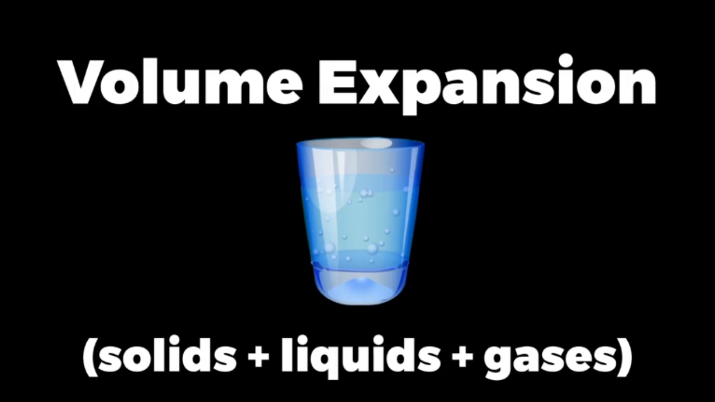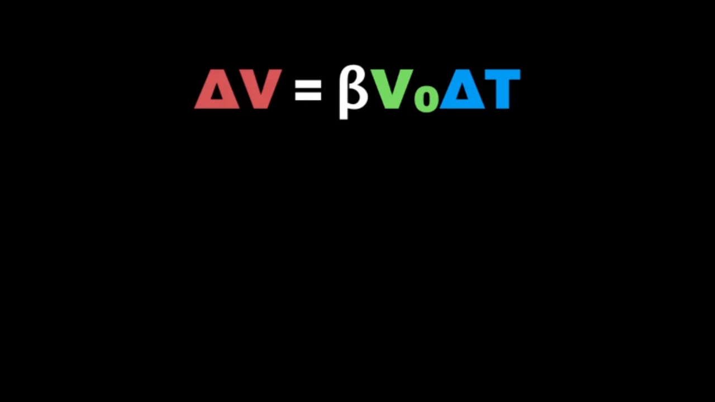Now, there is another way you can look at thermal expansion, and that is in terms of volume. And with volume, you can really talk about solids, liquids, and gases. When we're talking about volume expansion, we always need to make sure that the environment is at constant pressure, or else none of the formulas will work. Now, the equation for volumetric thermal expansion is as follows. Delta V is equal to beta times V0 times delta T.